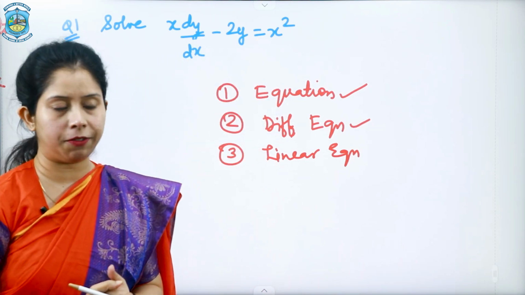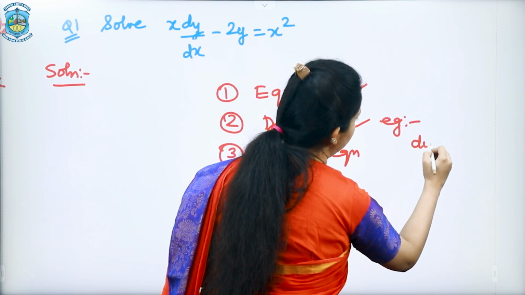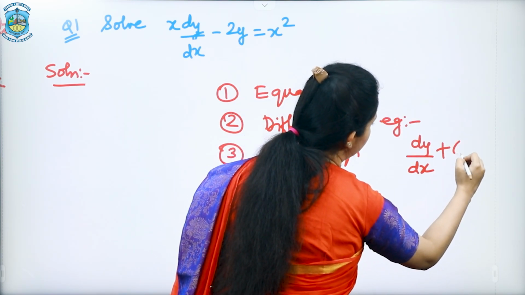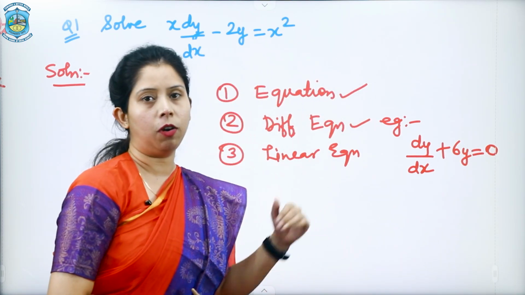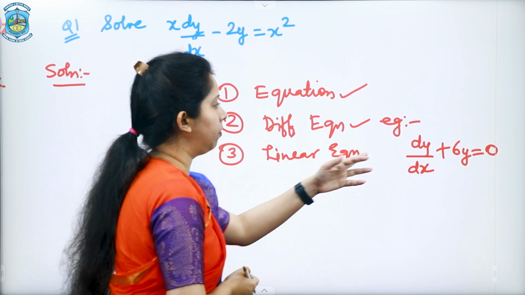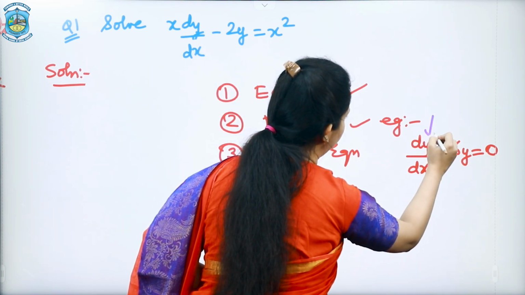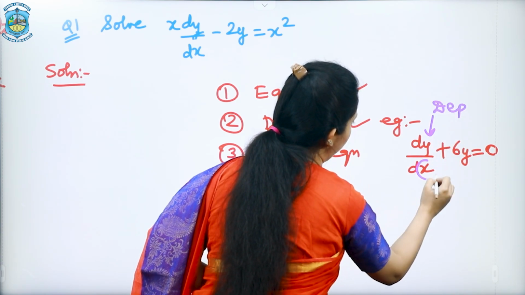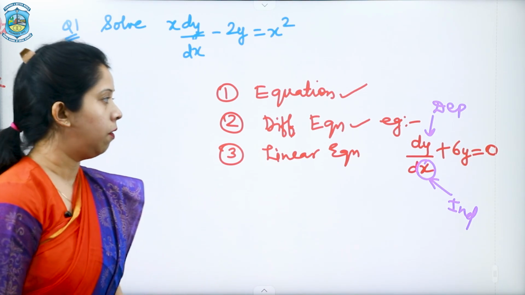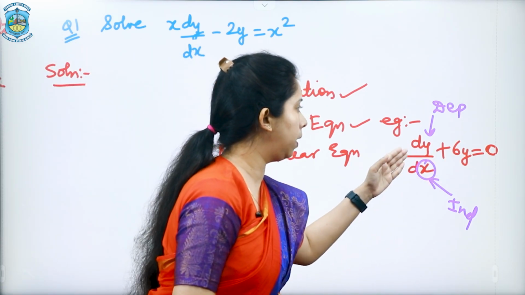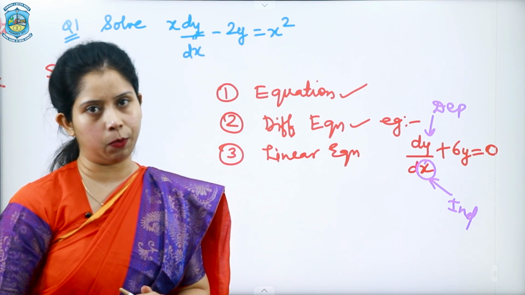Next is linear differential equation. We can write an example of a differential equation, that is dy by dx plus 6y is equal to 0. This is an example of a differential equation wherein the dependent variable is y and the independent variable is x. In this particular equation, we have the dependent variable along with its derivative, so this equation is called a differential equation.